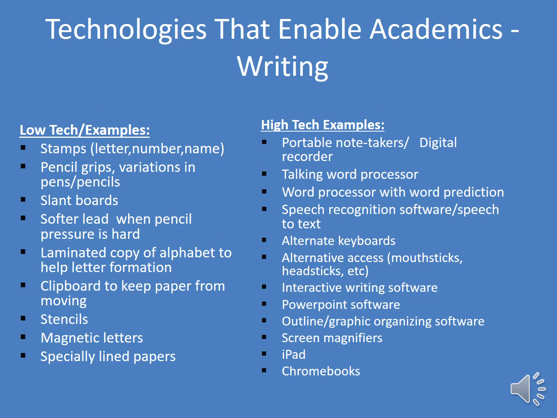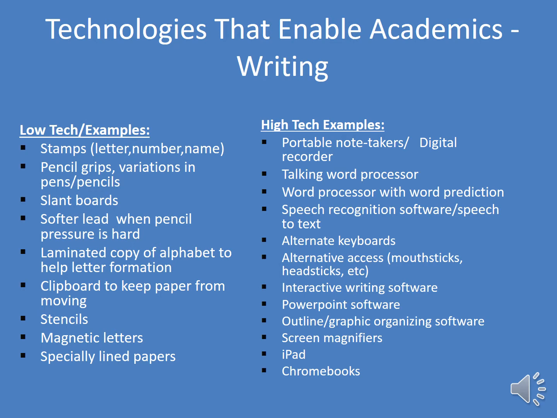We're going to shift a little bit now. We're going to talk about technologies that support writing, again with the same structure, low-tech, high-tech, and then no-tech. So on the left-hand side here, we're looking at some low-tech examples using stamps. Maybe we're using some pencil grips of different size, or maybe different types of pens or pencils. Exploring the use of a slant board or a softer lead when pencil pressure is a little bit hard.